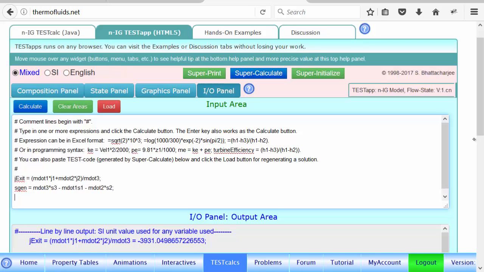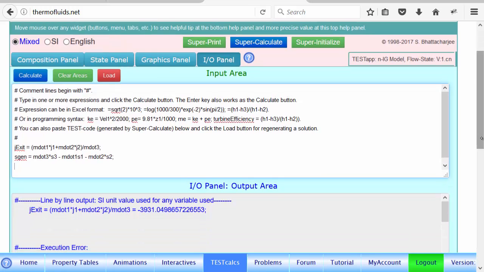And there still is an error. What did I make a mistake on? Oh, there's a star missing here. Okay, let's see. Third time is the charm. Yes, we got the same answer that we got from the IG plus IG model.